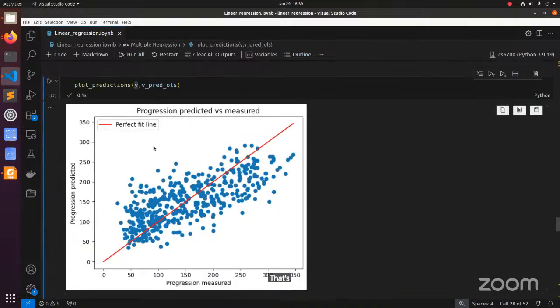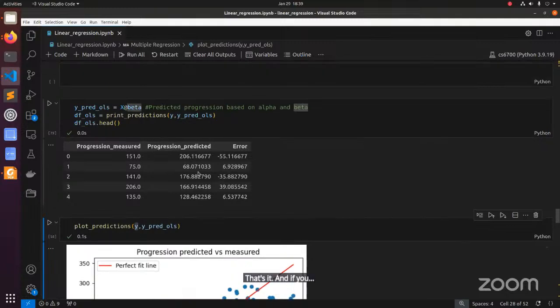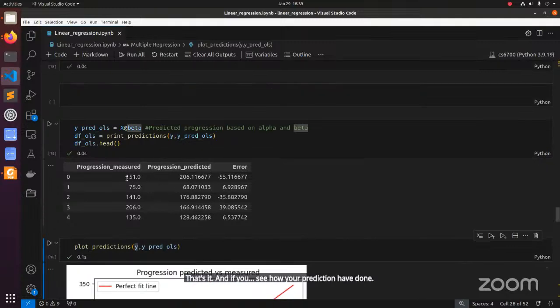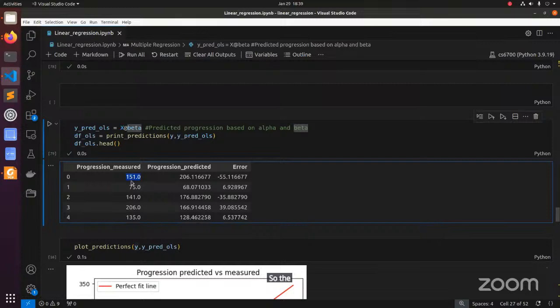And if you see how your predictions have done, the 0th person has a diabetes of 151. You ended up predicting 206. The second person has a diabetes of 75. You ended up predicting 68. The error is 6. So some errors are still very high, but some errors have reduced now.